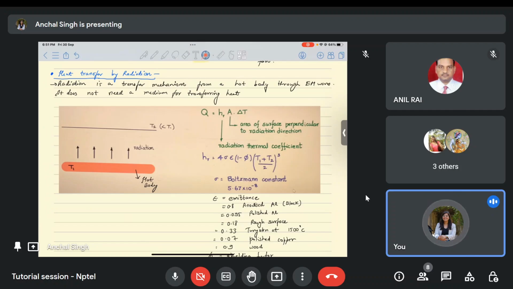So whenever there is a hot body, it always will have a tendency to radiate. And if we assume that there is some reference temperature T2, then based on these values you can obtain the heat that this hot body is radiating.